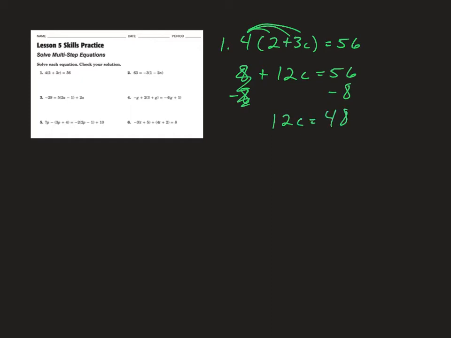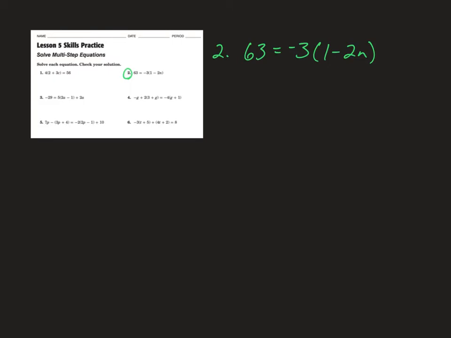And remember I said whenever you've got values with common factors in your solution steps, you're probably on the right track. So I have to divide both sides of the equal sign by 12 to get the variable alone. And I end up with c is equal to 48 divided by 12, which is 4.